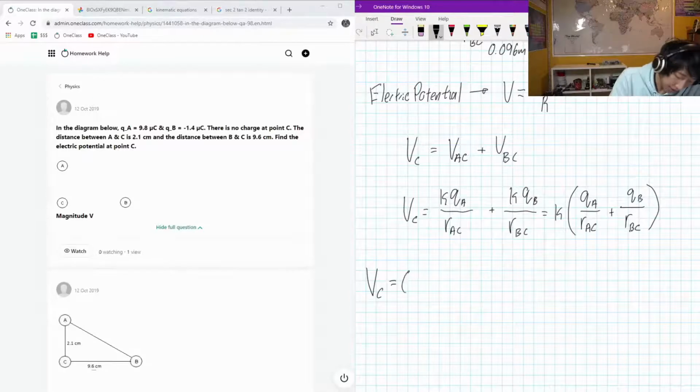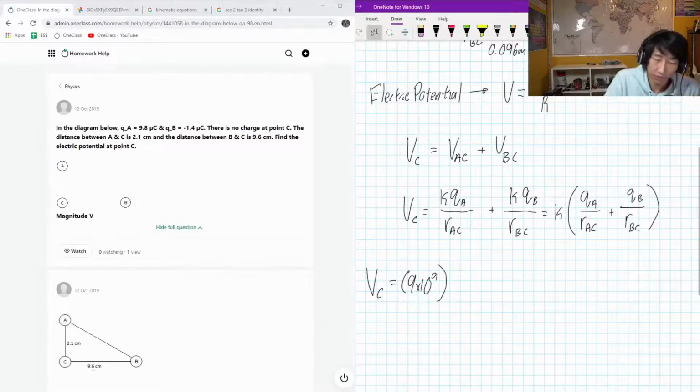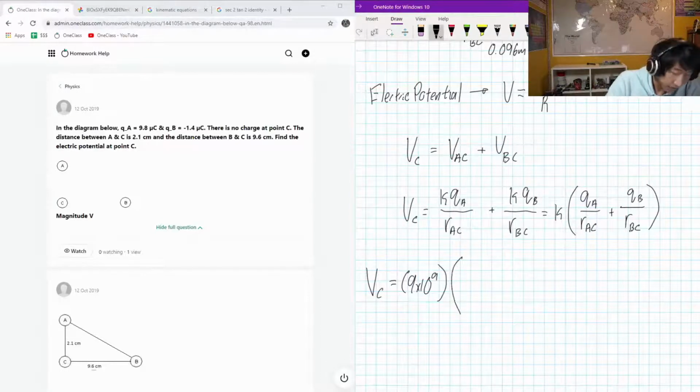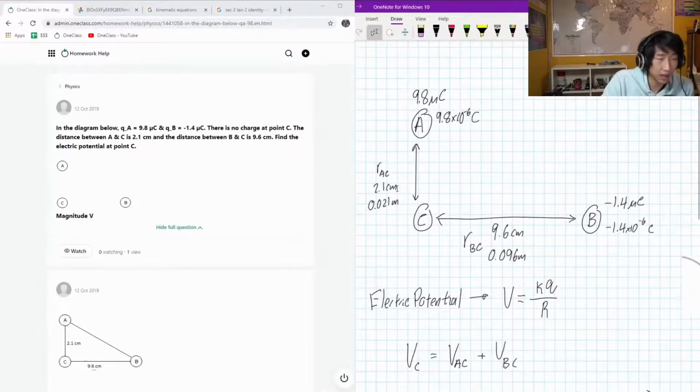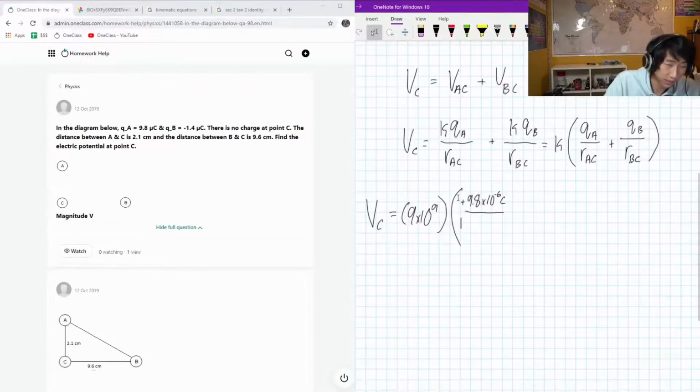Okay, so our k value is 9 times 10 to the power of 9, Coulomb's constant. It's a good thing to memorize, but you'll most likely have it on an equation sheet if you see this in a test. Then we have QA. That's a positive one. We've got to keep these signs front and center in our mind. 9.8 times 10 to the negative 6 coulombs over the distance between A and C, that is 0.021.